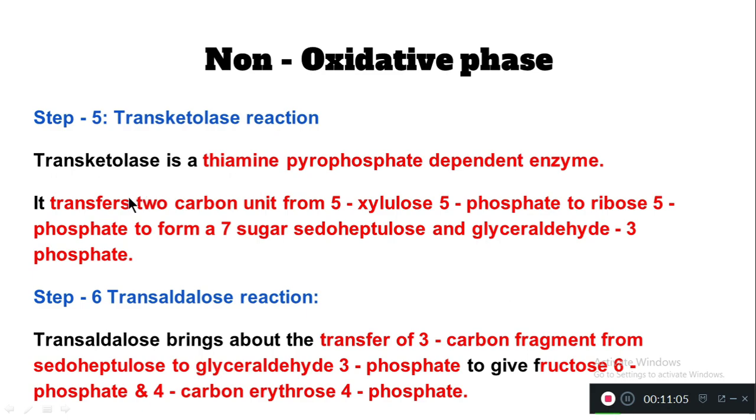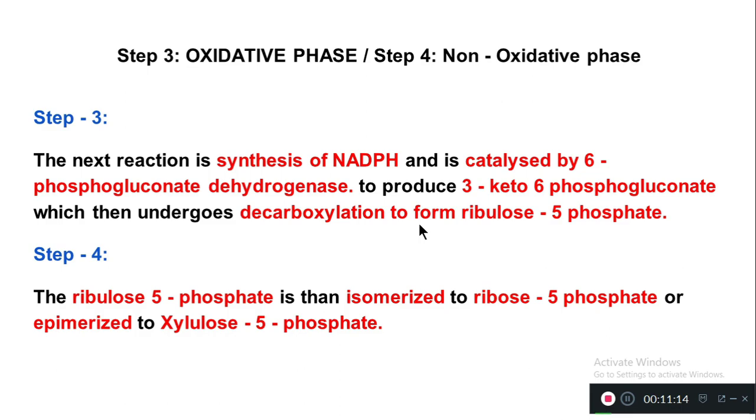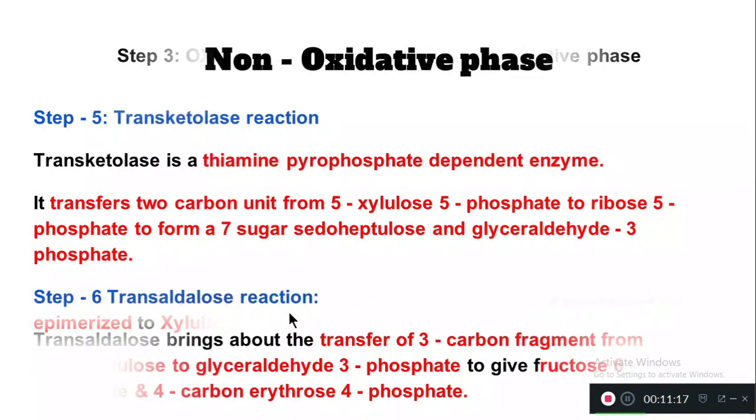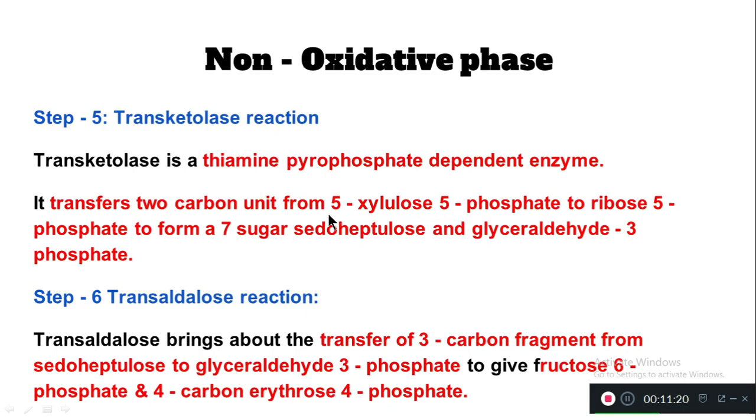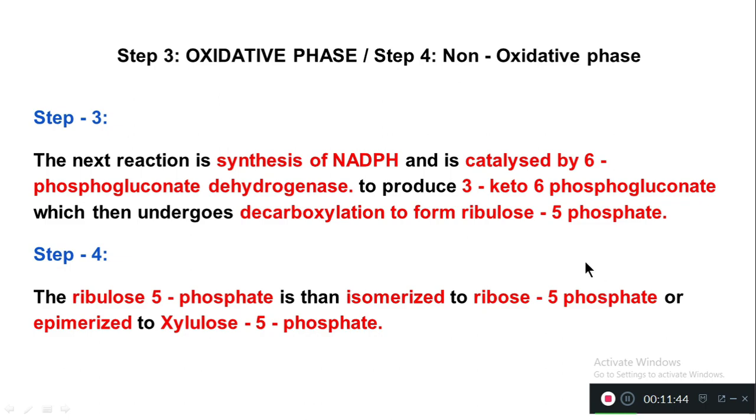So in step 5, a 2 carbon unit from xylulose 5-phosphate, which we have seen in step 4, will be transferred to ribose 5-phosphate. That is, transfer occurs between xylulose 5-phosphate and ribose 5-phosphate. In step 4 we got ribose 5-phosphate, and also xylulose 5-phosphate.